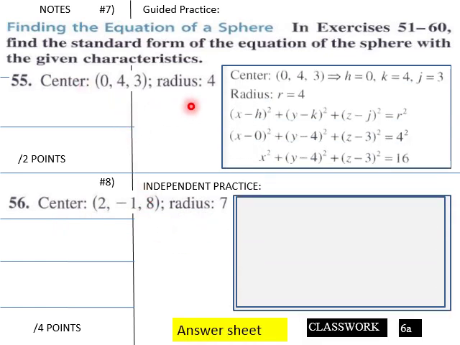So for a center at 0, 4, 3, h is 0, k is 4, and then j would be 3, and then we have a radius of 4. So now we can plug our values into the standard form of the equation of a sphere, and then we simplify it to this down here: x squared plus (y minus 4) squared plus (z minus 3) squared equals 16. So that would be our equation for this sphere here.